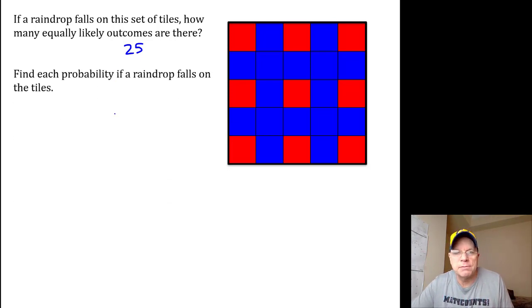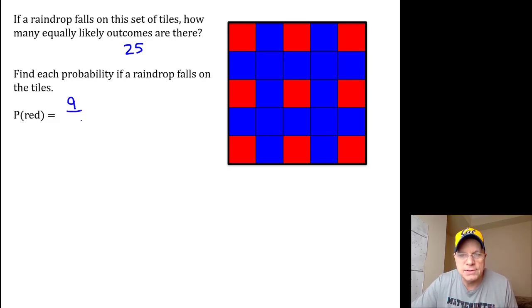Given that there are 25 places for the raindrop to land, find the probability that it will land on a red tile. Pause and think about that for a minute. So when I say pause, you hit pause on the video and then you hit play when you think you have an answer and compare your answer to mine. Because there are 9 red tiles and 25 tiles where the raindrop can land, there's a probability of 9/25 that it will land on a red tile.